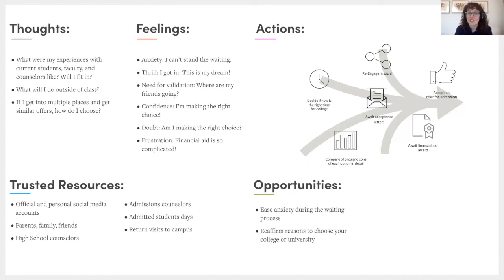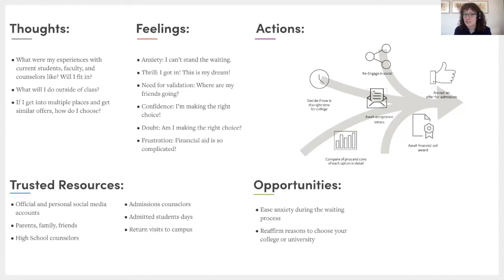The interesting thing here is we also see a tremendous need for validation. Students are starting to find out where their friends got in, and they want to know, am I going to the right place? Are my peers going to approve of where I'm choosing to go? Who else is going? There's a sense of confidence that, oh my gosh, I'm making the right choice here. But we also see doubt. Am I making the right choice? I'm not totally sure. And we see some frustration in this phase, particularly around the financial aid process.